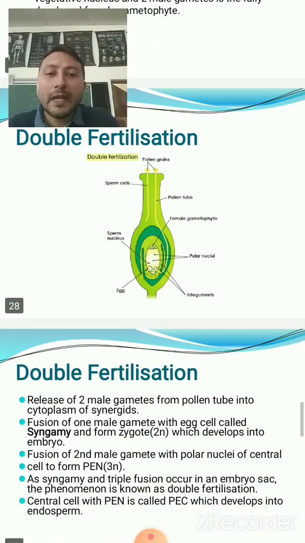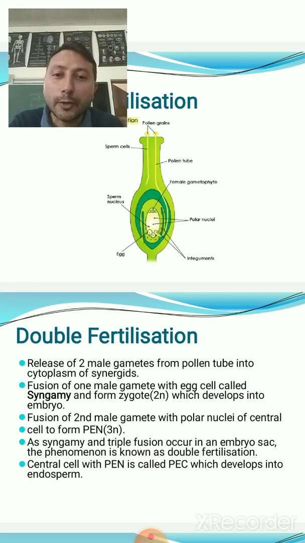So two male gametes from the pollen tube enter into the cytoplasm of the synergid. Synergid guides the entry of the pollen tube. It is already containing two male gametes. One of the male gametes fuses with the egg cell. This is called syngamy, forming the zygote. And another male gamete fuses with two polar nuclei, and it is called triple fusion. It forms PEN, primary endosperm nucleus.